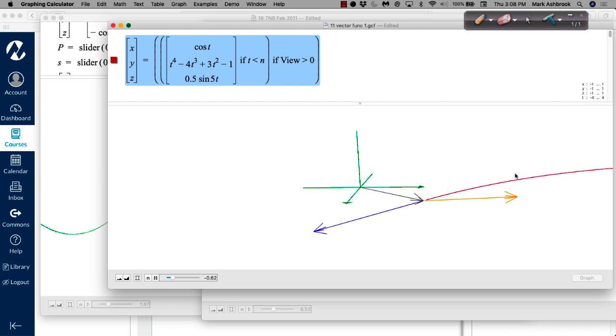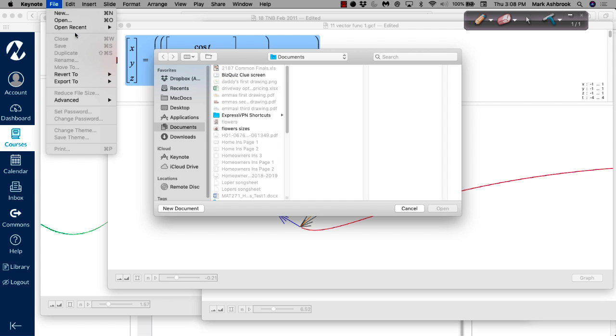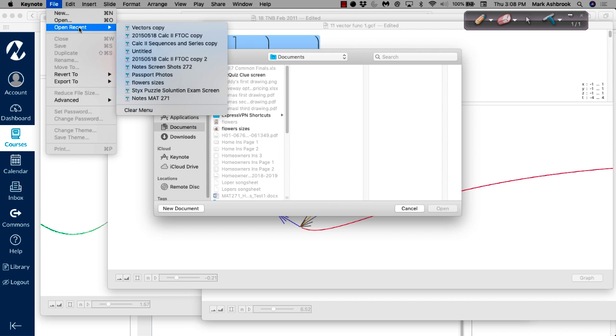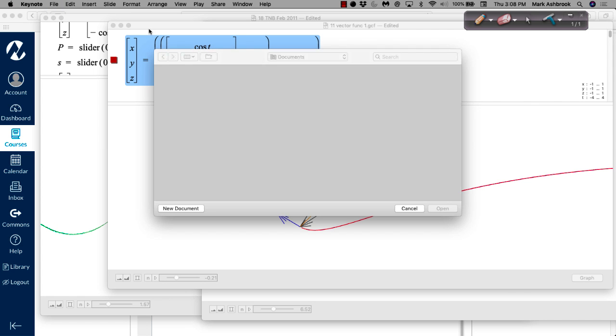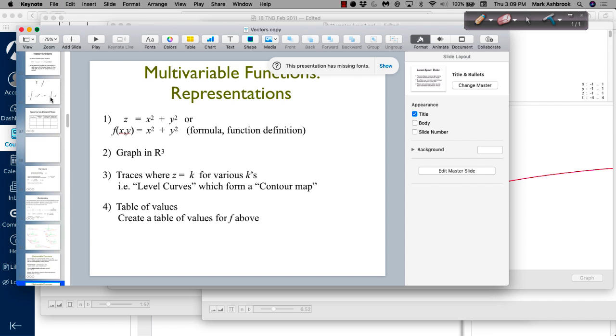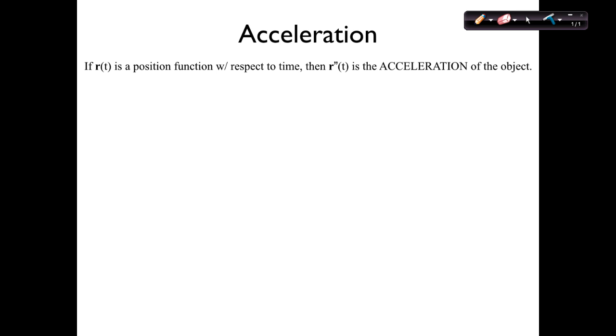So let's talk about acceleration. We want to make sense of this gold vector, orange, if you want. Okay, let's learn something about acceleration. So probably this is familiar. To get the acceleration, we do the second derivative, right? The derivative of the velocity is the acceleration.